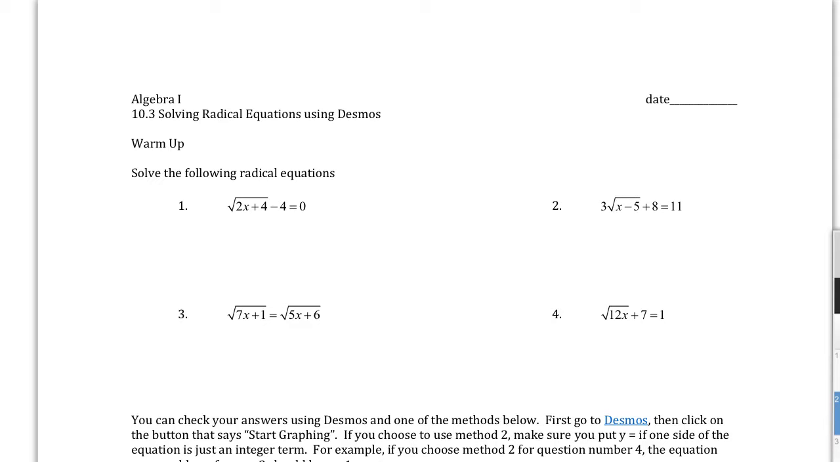Hey Algebra 1, we're going to do some more solving radicals today for this video, but we're also going to be using Desmos. So in a minute here, you're going to need to open up Desmos, but first we're just going to do a few warm-up problems here. I'm going to go pretty quickly through these. If you need to pause or rewind, go ahead and do that.